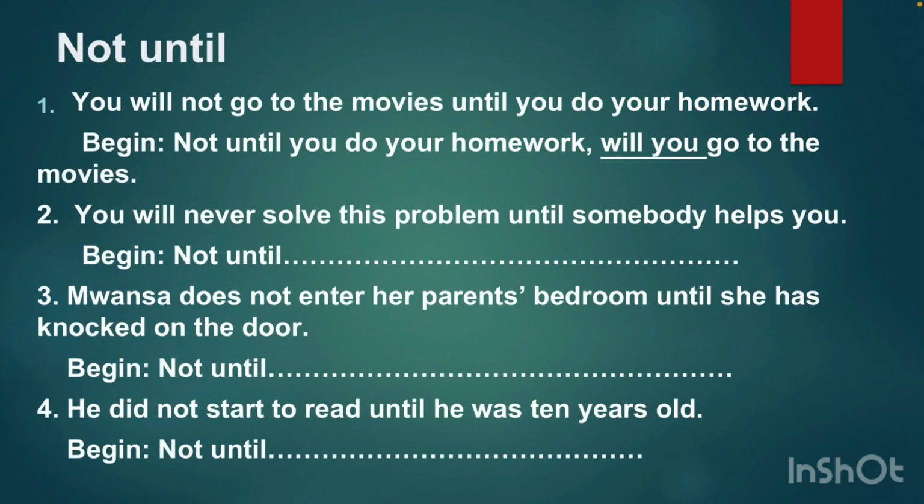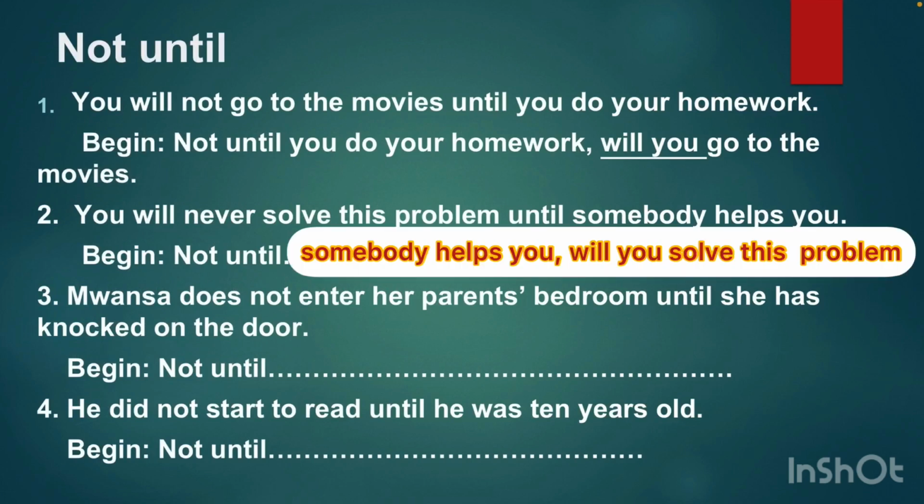You will never solve this problem until somebody helps you. Not until, I said what? You go to the word until and get the remaining statement. Not until somebody helps you. And then you put a comma. Will you solve this problem? So again, you are removing never. You can't say, will you never solve? It has now changed. It is positive. So we are eliminating the negativity here. So not until somebody helps you will you solve this problem.